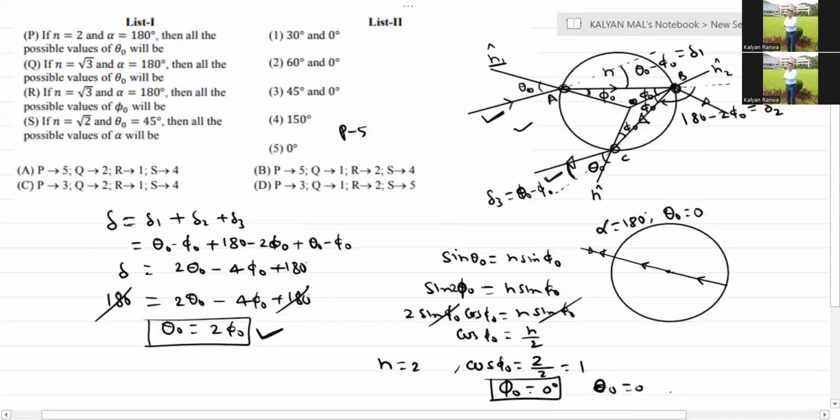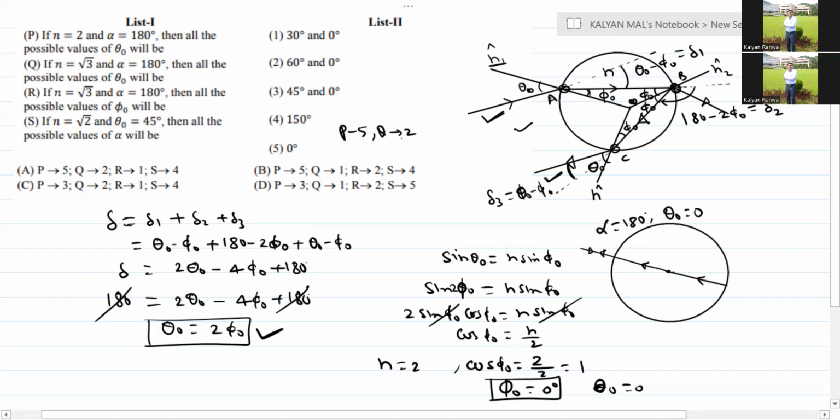Then all the possible values of theta naught will be 60 degree and 0 degree, because 0 degree is always applicable in case of normal incidence. So the second option is correct. So in case 2, Q will be 2.